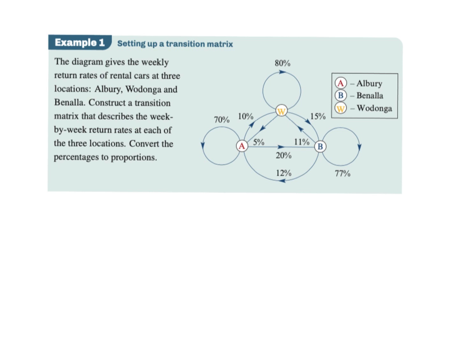Okay, so let's do another example. This one, the diagram gives the weekly return rates of rental cars at 3 locations. So now we've got 3: Albury, Wodonga and Benalla. And it says construct a transition matrix. So we're going to construct the T matrix. Because we have 3 places, we're going to have a 3 by 3. So I'm going to say Albury, Wodonga and Benalla. Because I went that way, I have to say the same way down the other way. And we're going to say from here to there.